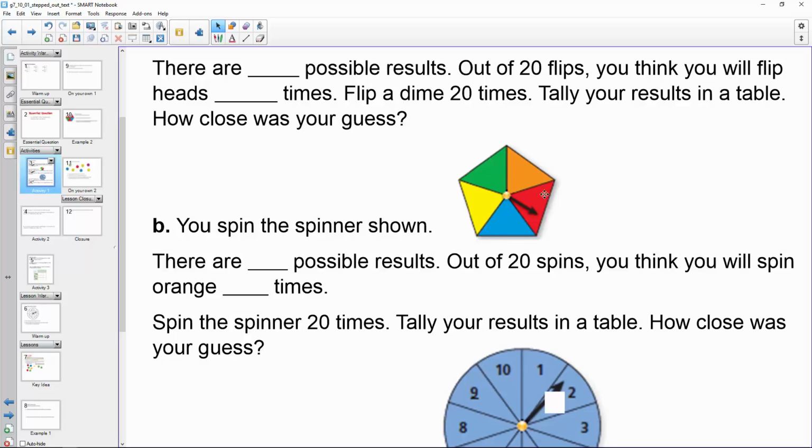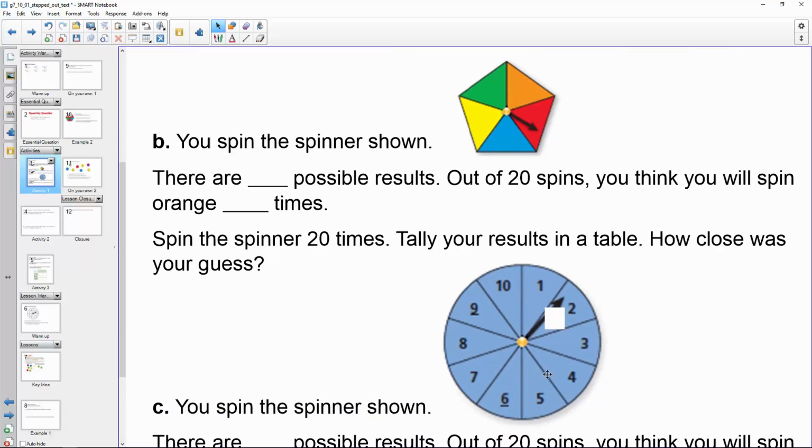How many, if I spin it 20 times, what should happen out of 20? Well, if there's 5 of them, that means that roughly, probably 4 out of 20 times should be here. And I got that because I took 1/5 times 20 and I got the number 4. So I should get around 4. But again, this is experimental. It might not be perfect. The 1/5 or the 4 times is theoretical probability.